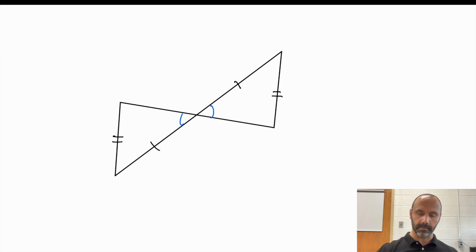So don't do it. As long as the angle is outside, it's not the included angle, and it doesn't work. So here we don't know whether they're congruent or not.